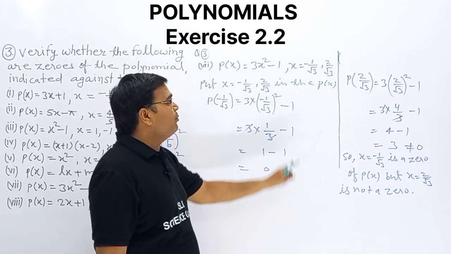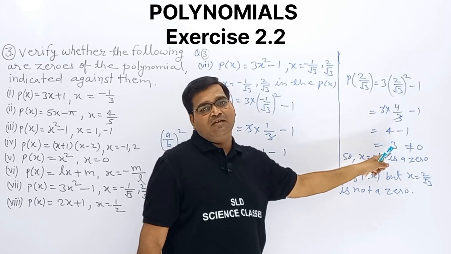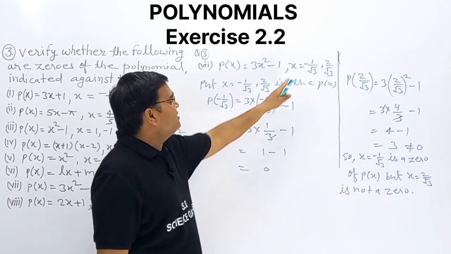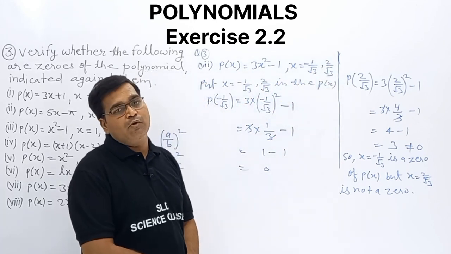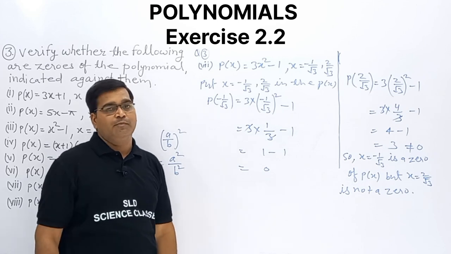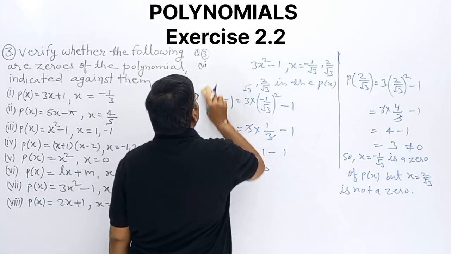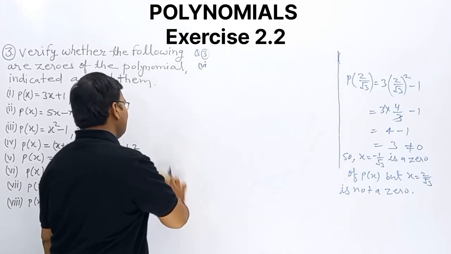Why? Because once we put this one, we are not getting 0. We are getting 3 and it is non-zero. So this one is a 0 of this polynomial, but the second one, 2 upon root 3, is not a 0 of the given polynomial. Now the last question I am taking.